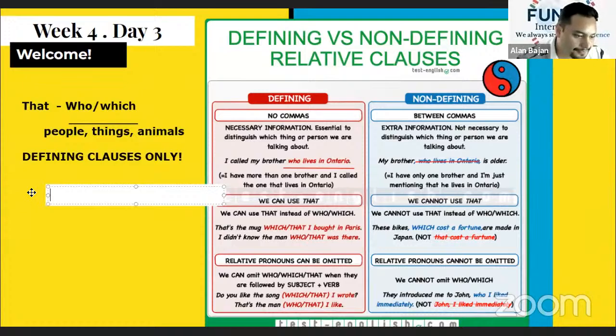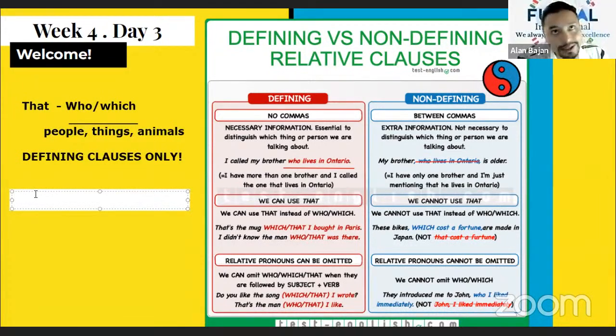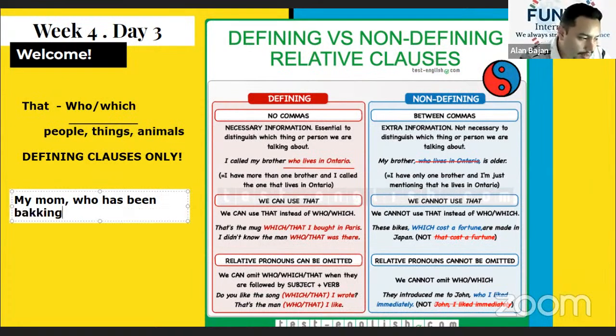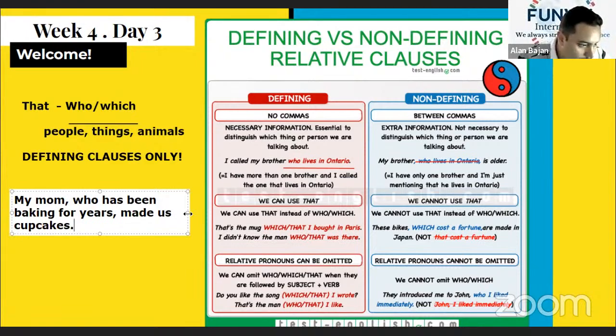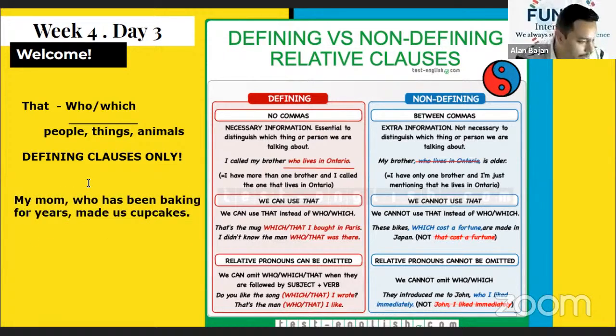For example, let's use the example of my mom. My mom, who has been baking for years, has made us cupcakes. This is a non-defining clause.